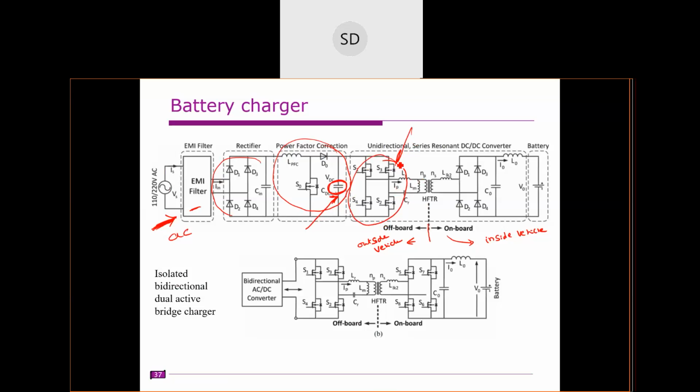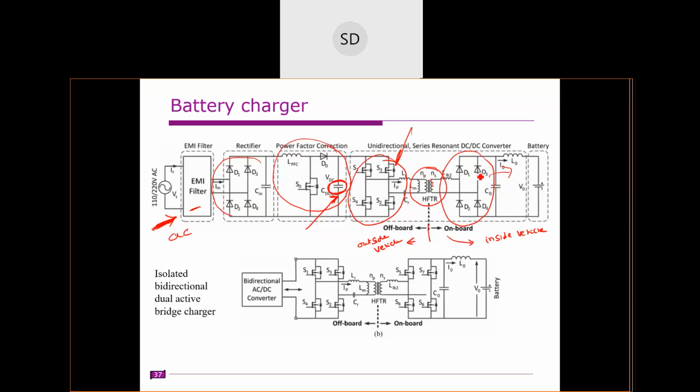This high frequency AC is applied to this high frequency transformer. HFTR means high frequency transformer. We always need to provide isolation between this charger and your mobile phone or your vehicle or anything, right? So this isolation is provided by this high frequency transformer. Inside the vehicle or inside your mobile, we have another winding of this high frequency transformer, and that is converted to DC.